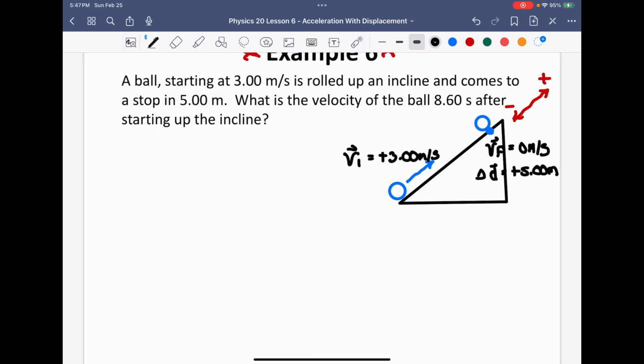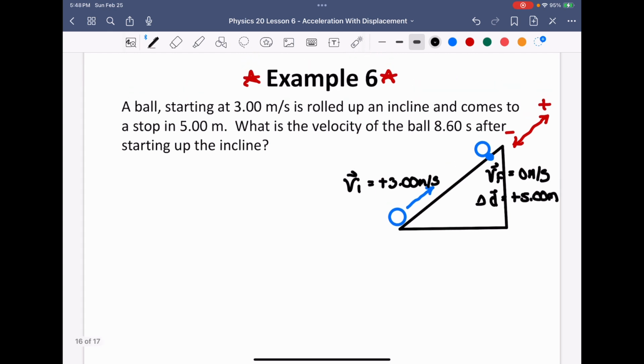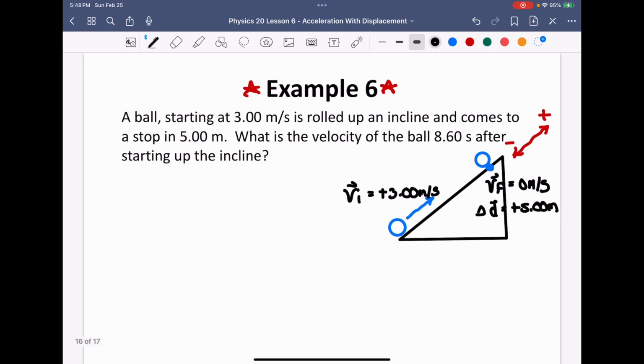Now, the one thing you need to look at in this problem and be a little skeptical of is, how do we know where it's going to be? Is it going to be going up the ramp, down the ramp? We actually don't know. And so when they say 8.6 seconds after starting up the incline, one thing that's missing in this problem that you need to recognize anytime you're dealing with these incline problems is the acceleration on the ramp. And so if you're not given acceleration, I would make sure you write this at the top.